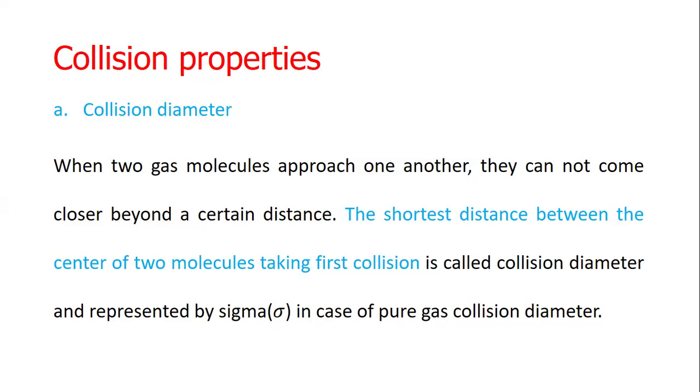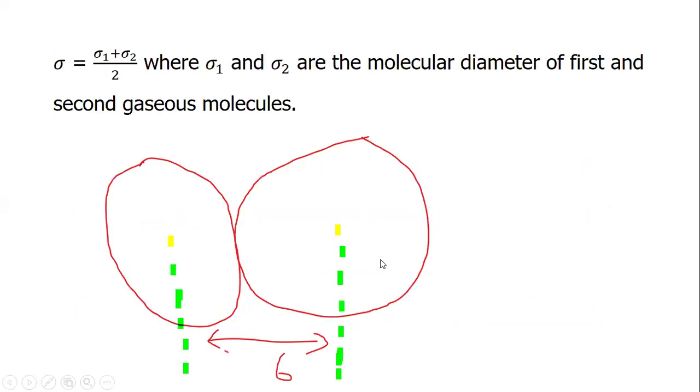In case of a pure gas, collision diameter: sigma equals (sigma 1 plus sigma 2) over 2, where sigma 1 and sigma 2 are the molecular diameters of the first and second gaseous molecules.